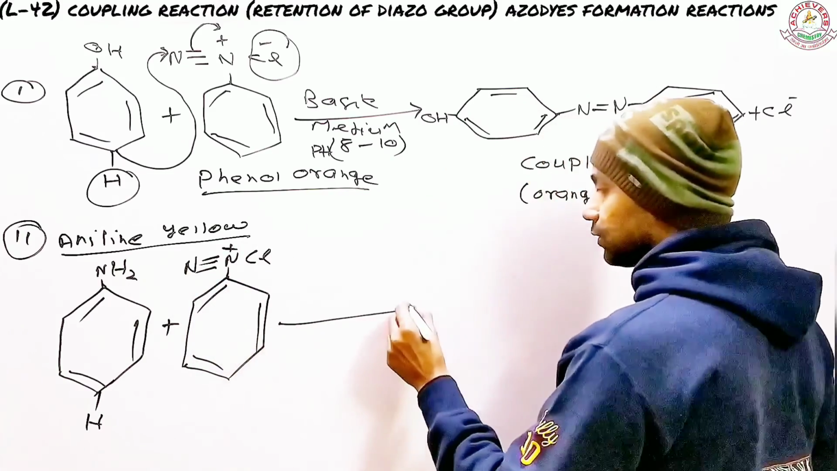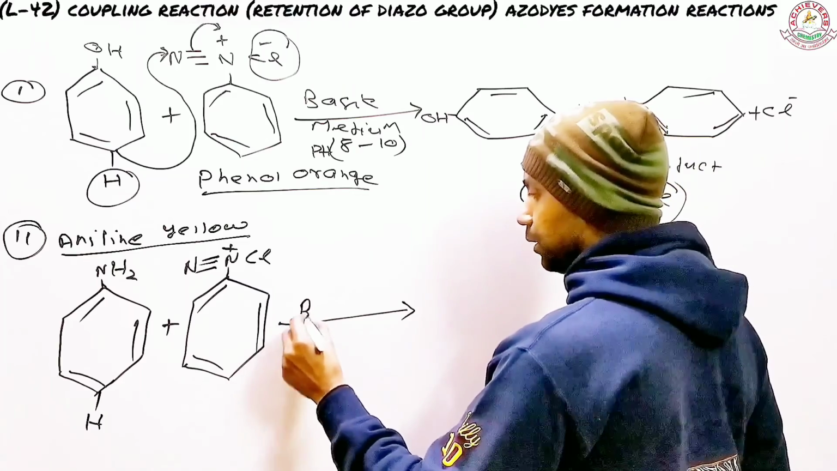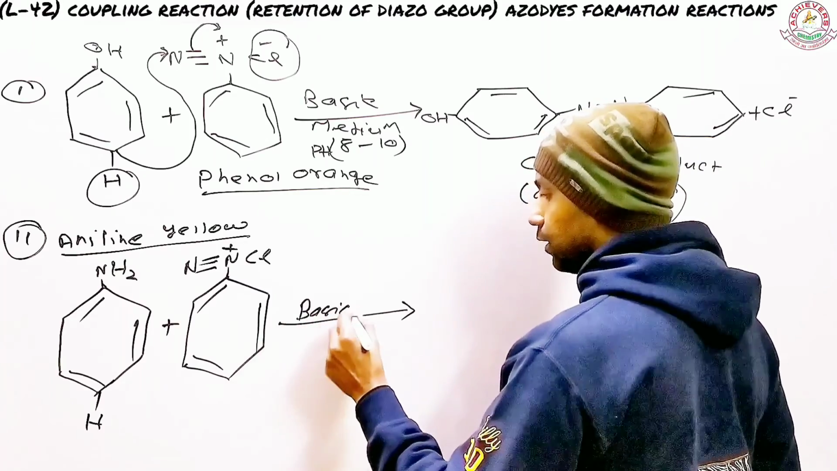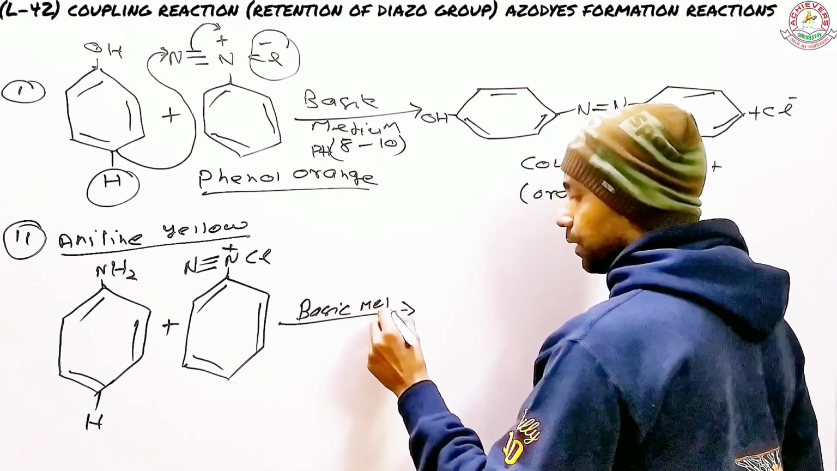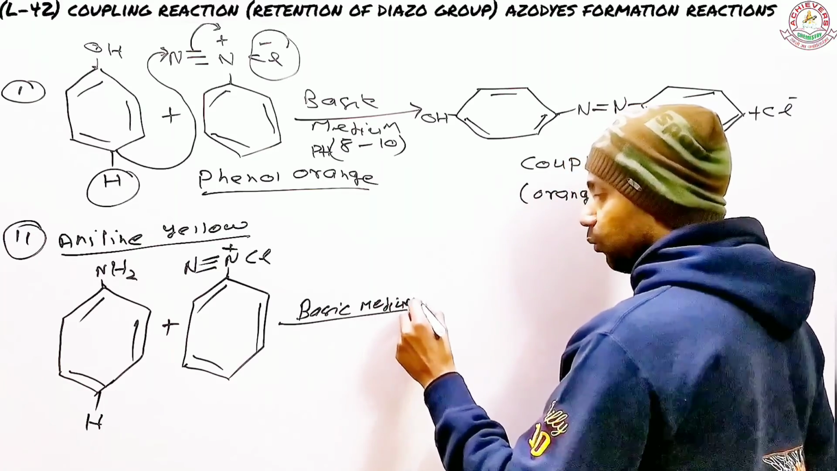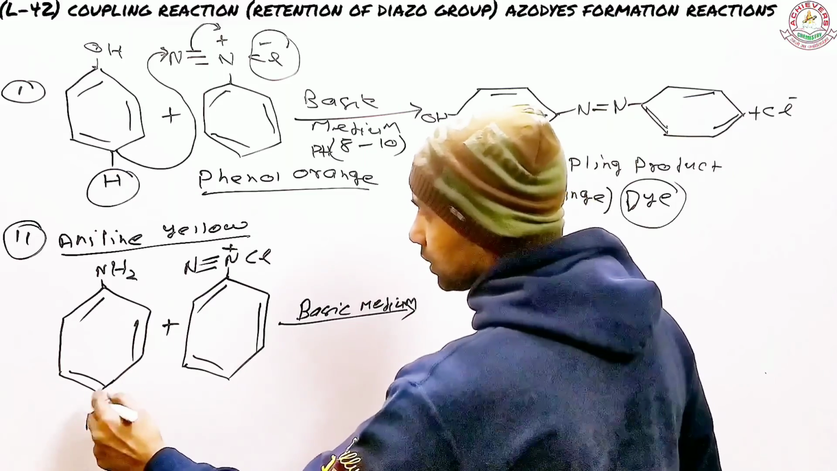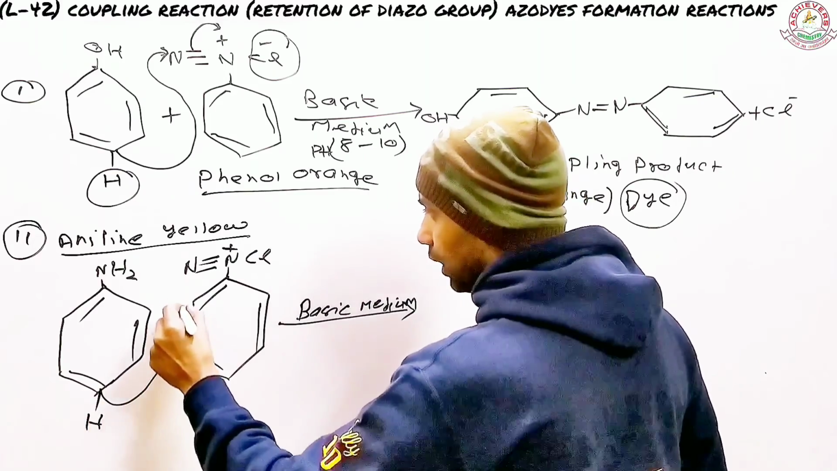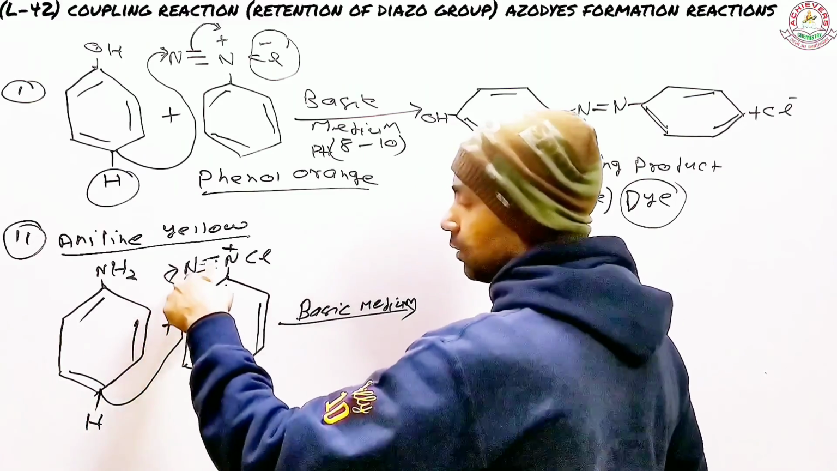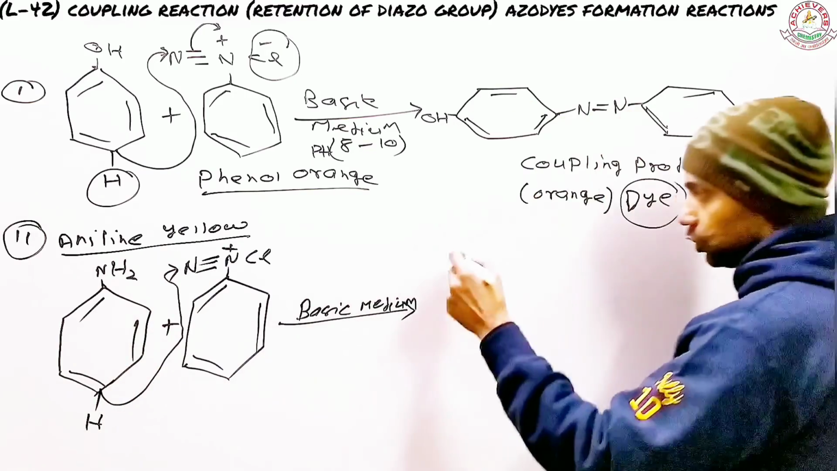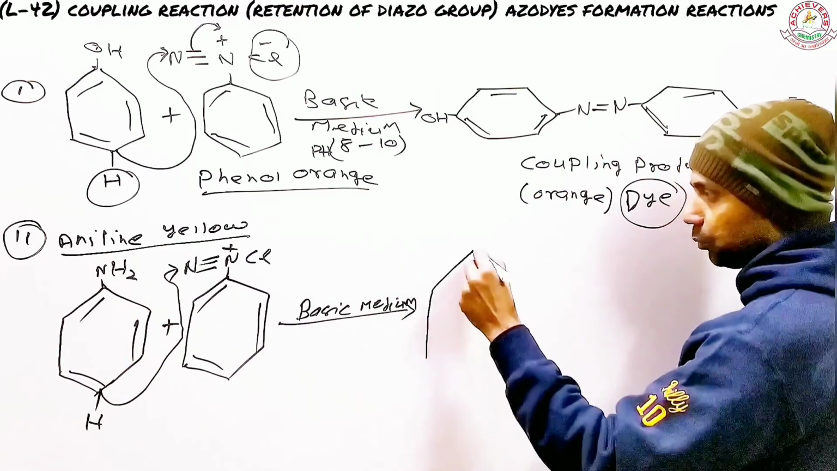Now again this reaction is carried out under basic medium, right? And now what happened? Again the same thing I will do. I will remove this hydrogen and will attach this carbon to the very first nitrogen. So this is what the product comes out to be.